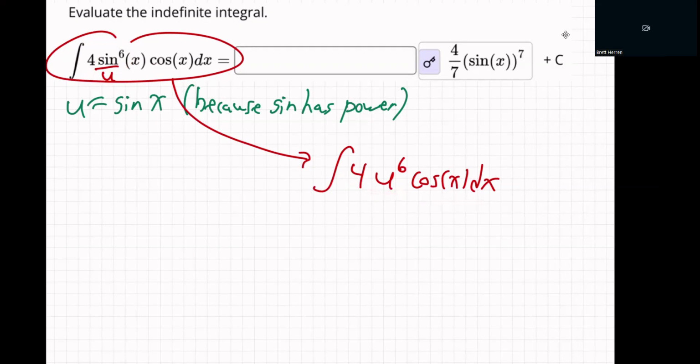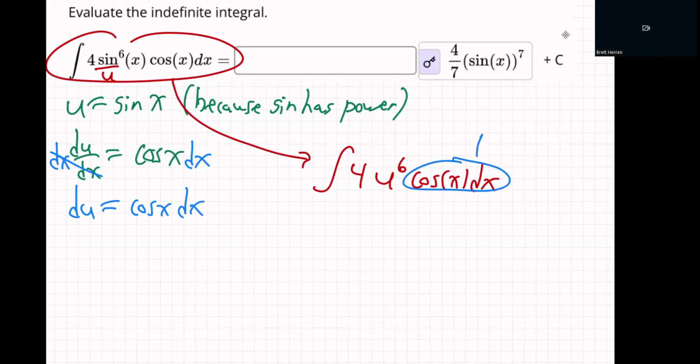So let's go back and take the derivative. du/dx, the derivative of sine, is cosine. Multiply both sides by dx. Boom. So du is cosine x dx. So cosine x dx is du. This becomes the integral of 4 u to the sixth du. Good, we changed it all to u.